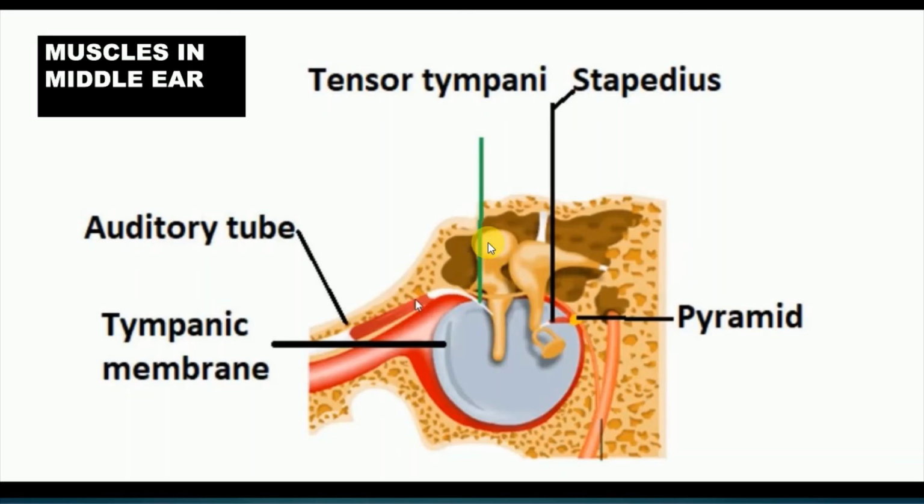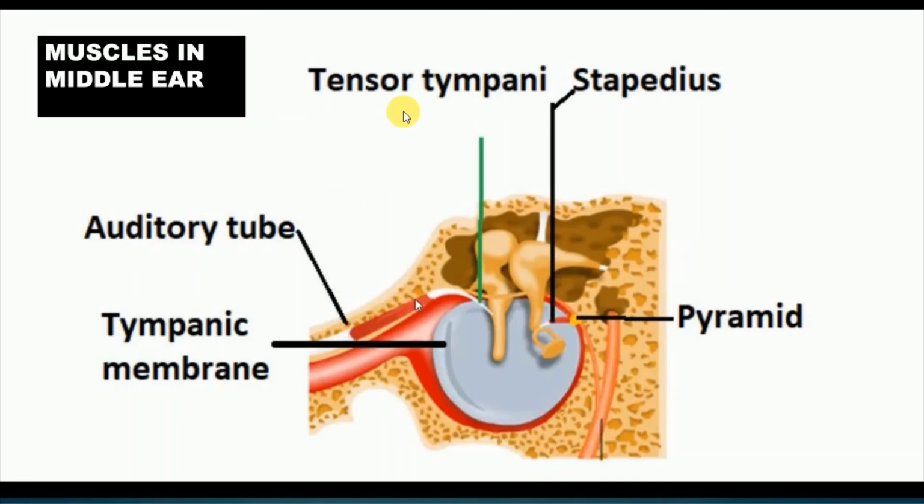What is the function of this tensor tympani muscle? It receives its innervation from the trigeminal nerve. The function is that when this muscle contracts, it pulls the malleus medially and the tympanic membrane tenses up. This causes the sound to dampen, because the normal way by which we receive sound is that the tympanic membrane vibrates and it causes the ossicles to vibrate. Now, if the tympanic membrane is tightened, the ossicles will not vibrate and thus the sound is dampened.